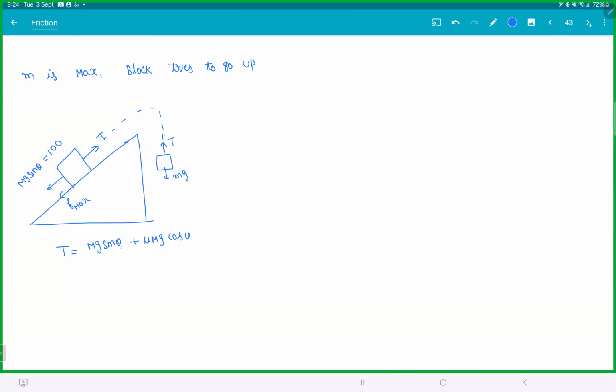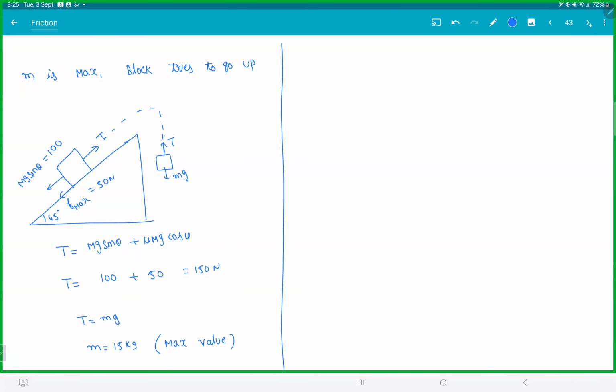M is 10 root 2, theta is 45, so that sine theta and 45 will cancel off. You will end up with this as 100 and this guy as 50. So F max is 50 newtons. So we know T is equal to mg, so we get M is equal to 15 kg. This is the maximum value. Anything more than this, the block will go up. Suppose you keep a very light weight, M is minimum, then the block will try to slide down.